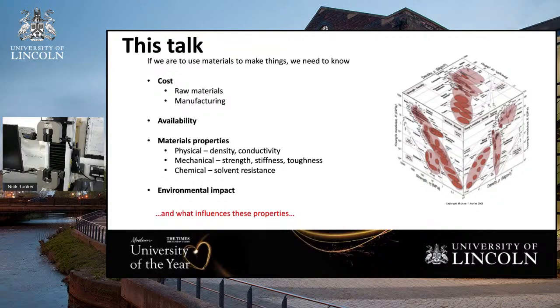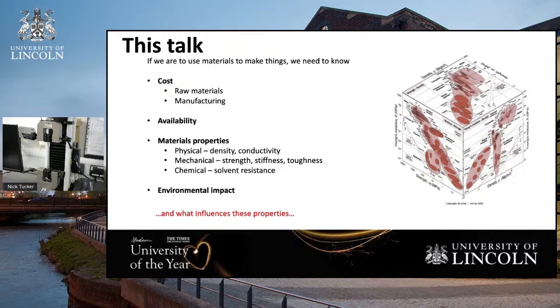So in this talk, we're going to first of all look at costs, because they're very important to us. That's both in terms of raw materials and manufacturing. We're going to look at factors that affect availability of the materials. And once we're confident about that, we can think about the property variation, and we'll also have a little nod to environmental impact, because that is vitally important to us on account of there is no planet B.